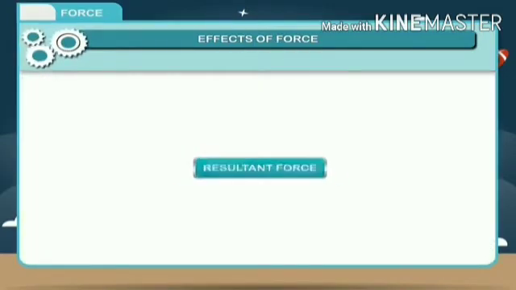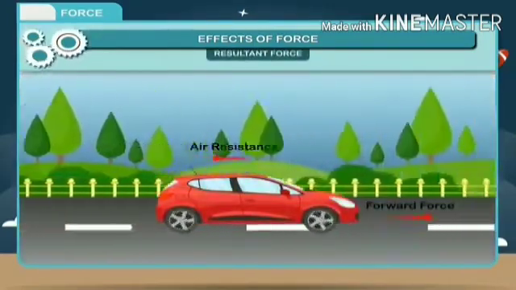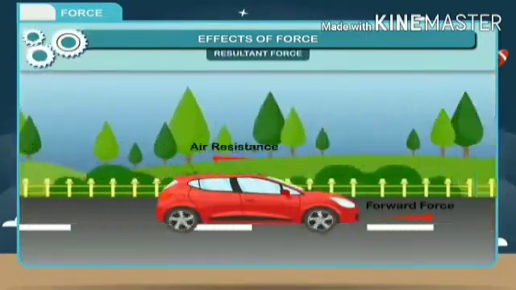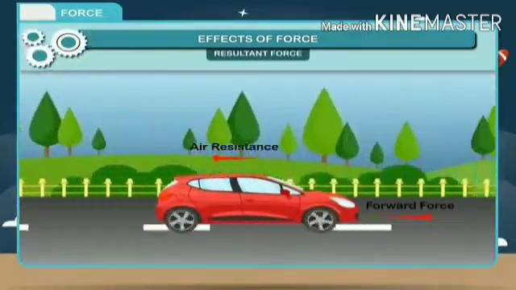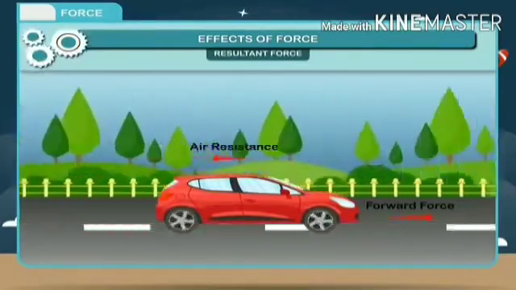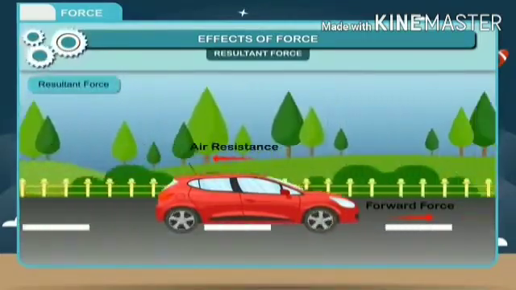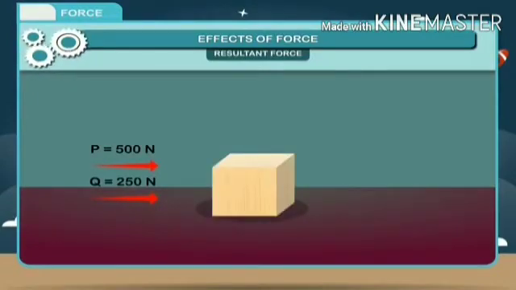Resultant force. When a number of forces are acting on a body, their effects can be expressed by a single force. This force is called the resultant force. 1. When two forces are acting in the same direction, their resultant force is obtained by adding the two forces.